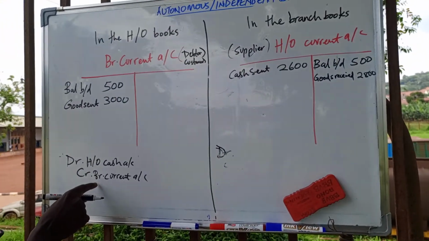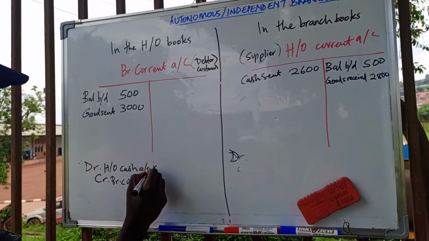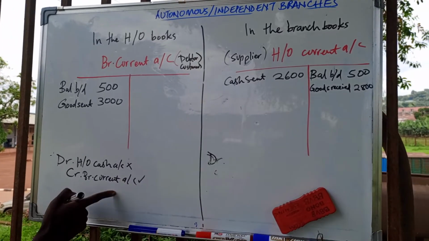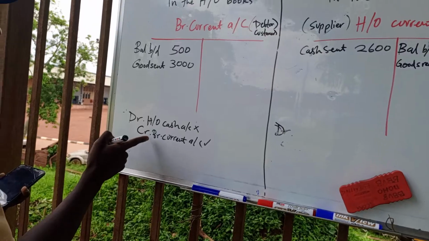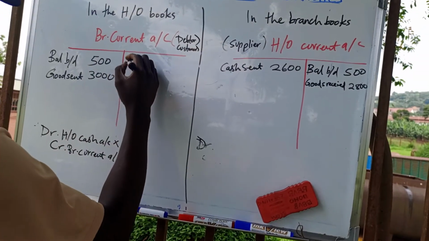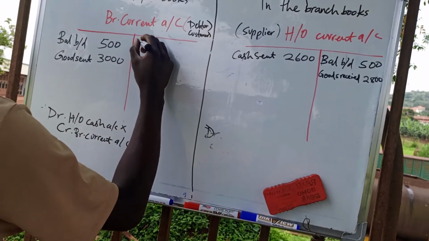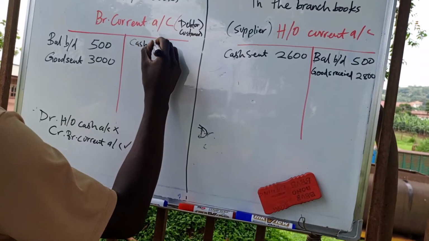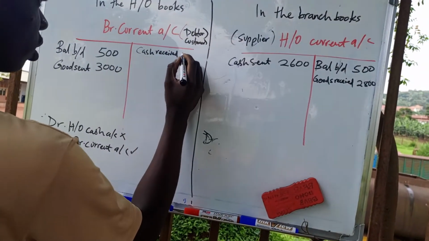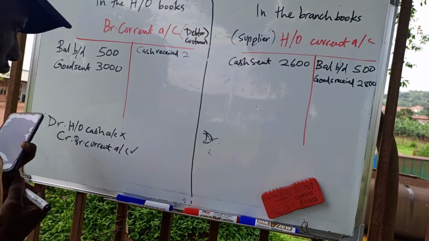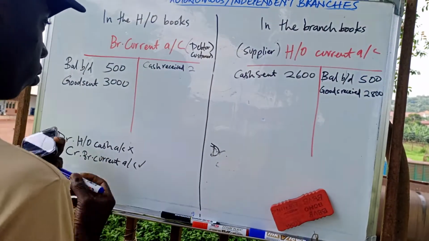This one, they haven't asked for the cash account, but they have asked for this one. So we are supposed to be crediting the branch current account here. So we credit the branch current account with cash received. Cash received, the figure was 2,500.